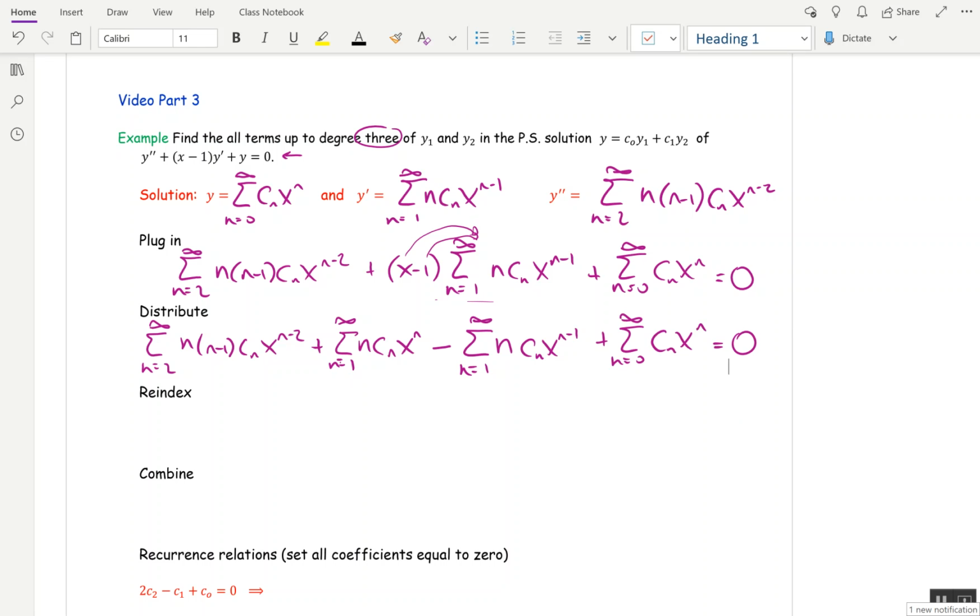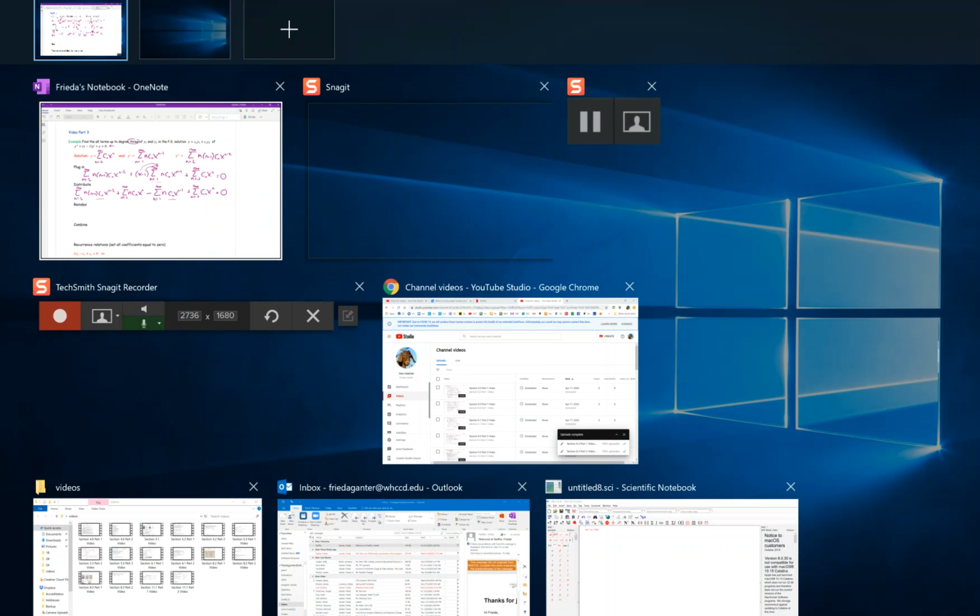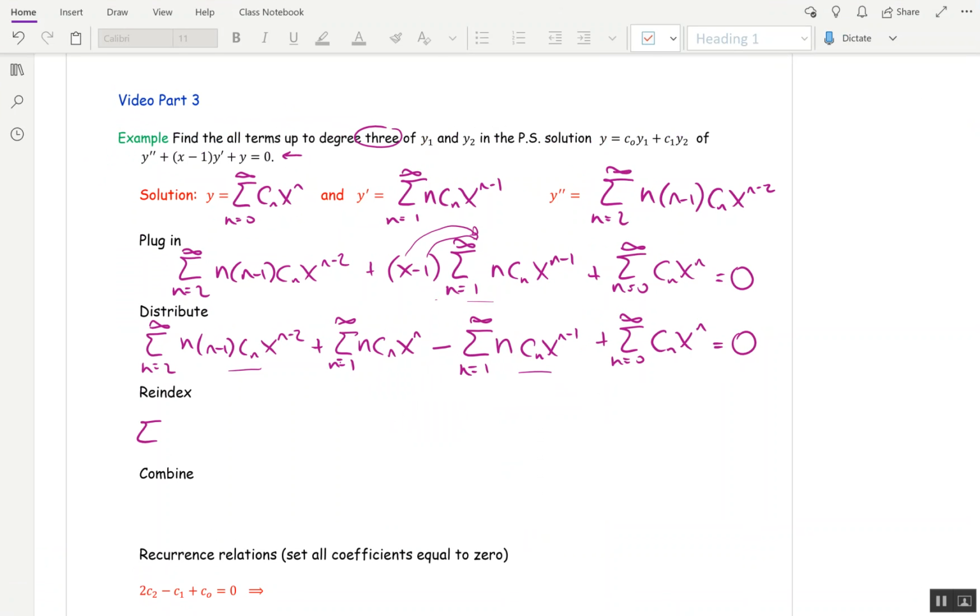Reindex. So I need to reindex the first and the third. The second and the fourth are already in terms of x^n. So the first guy is going to start at 0, and it'll be (n plus 2)(n plus 1) c_(n+2) x^n. Leave the second one alone, n equals 1 to infinity of n c_n x^n.